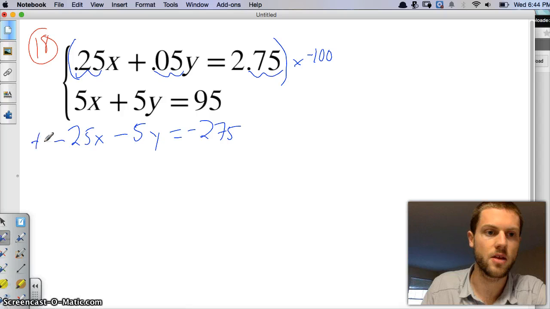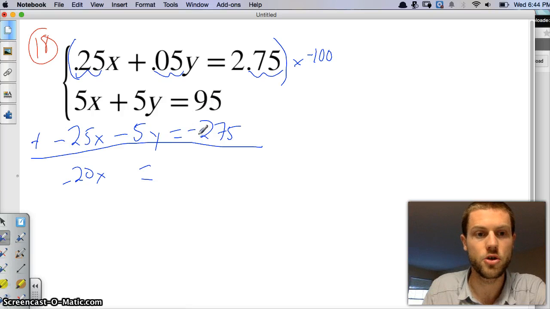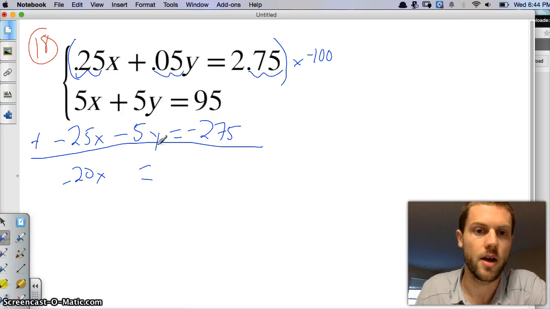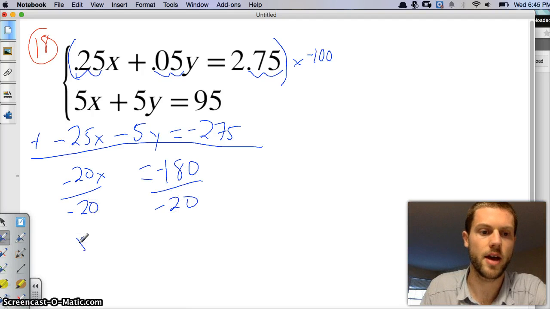Now let's add these equations together, and I'm going to get a negative 20x. These cancel, and I'm going to get 95 plus negative 275, and I'm thinking that's, what is that, 180, negative 180. All right, so I'm going to divide both sides by negative 20 to get x by itself, and I get x equals 9.